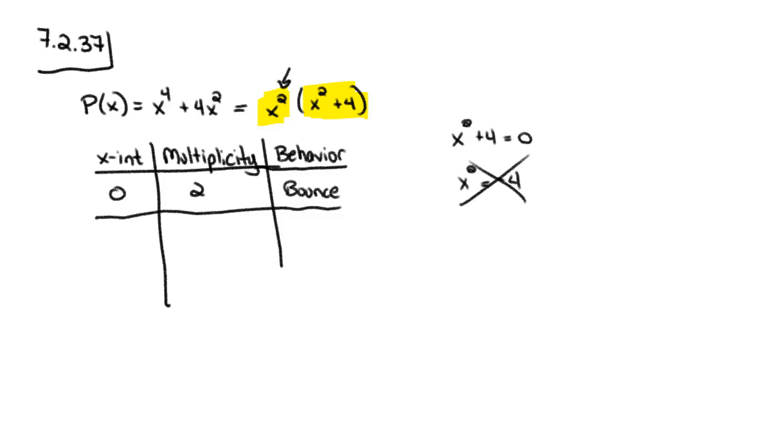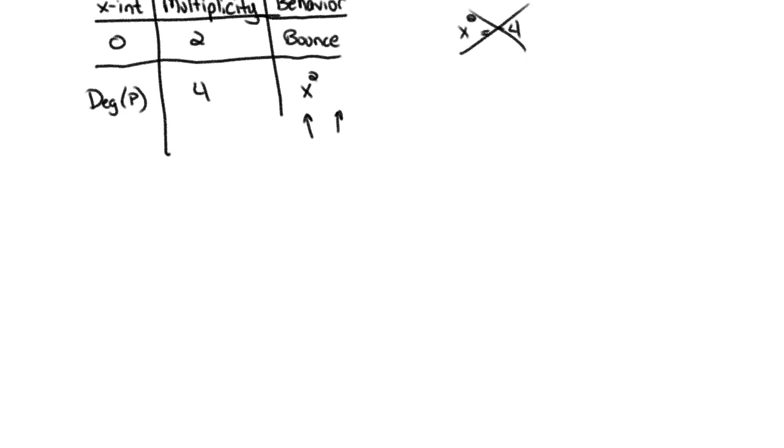But we still do have some work ahead of us because we still have to figure out what is the degree of our polynomial. If you just look at this, the degree of the polynomial is 4. And so because the degree of the polynomial is 4, it's going to act very much like x to the fourth, or maybe I should say x squared, because that's how we've been writing it in class. So x squared, which means the end behavior is like an up-up situation. That's pretty much all I need.